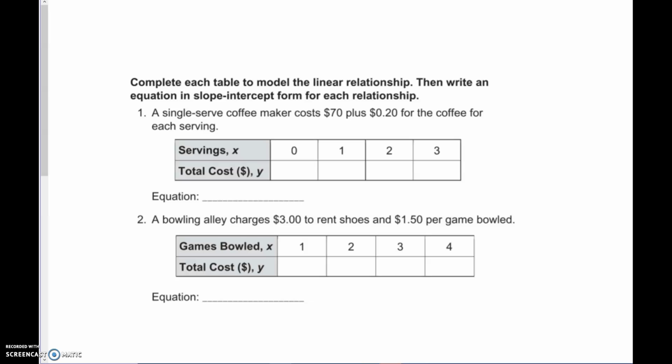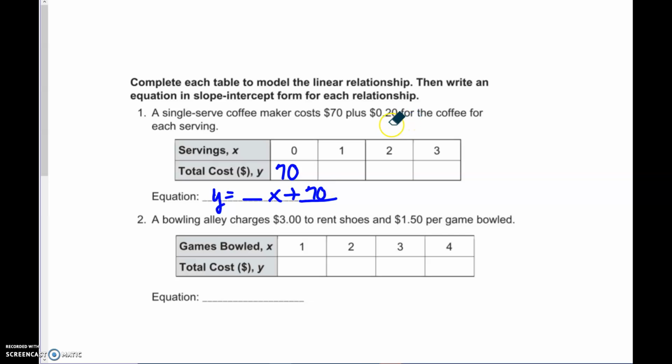All right, what else do they have in here? We've got some tables. So complete the table, then write an equation in slope-intercept form. So they're saying here a single serve coffee maker costs 70 bucks. So if you just go to the store and buy it and never use it, you have paid $70 for this. So that is our initial value. That is my y-intercept. So when I'm writing my equation, my second blank is going to be my 70.